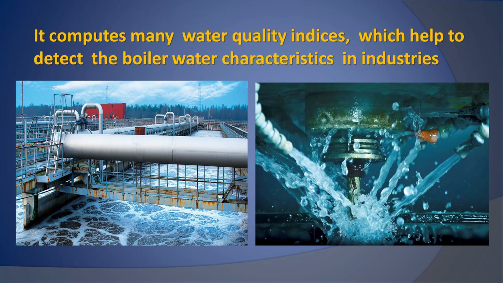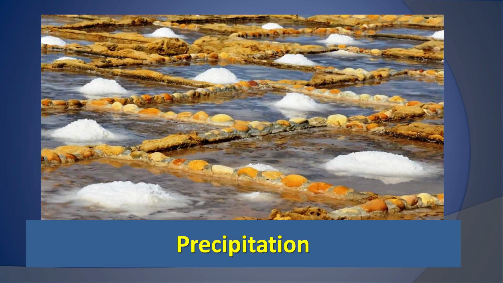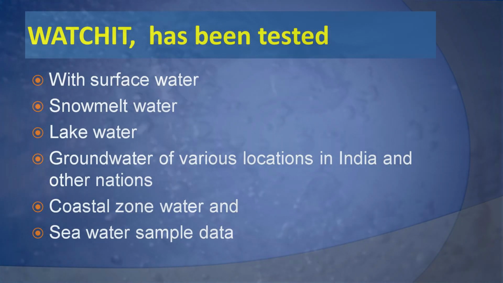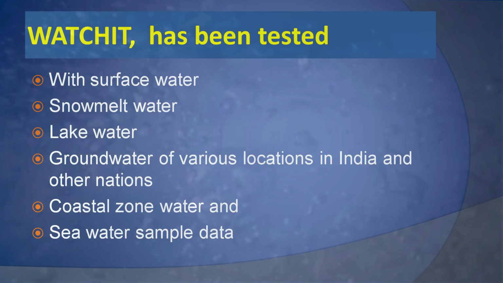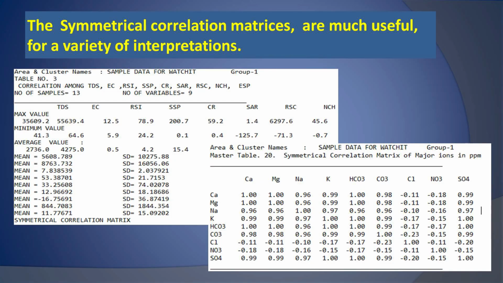It computes many water quality indices, which help to detect the boiler water characteristics in industries, including scaling, precipitation and corrosion. WATCHIT has been tested with surface water, snowmelt water, lake water, groundwater of various locations in India and other nations, coastal zone water, and sea water sample data. The symmetrical correlation matrices are much useful for a variety of interpretations.